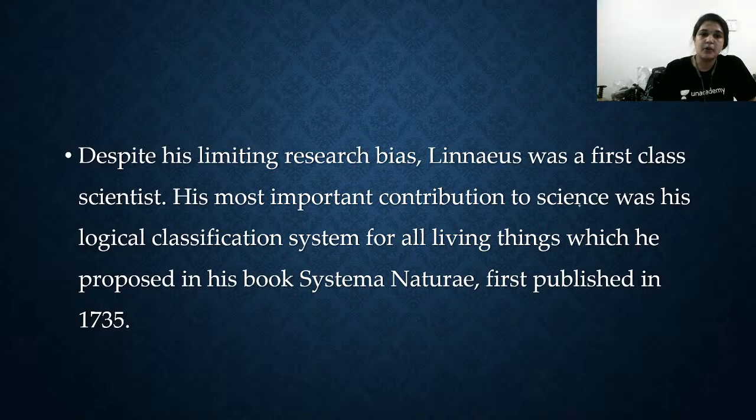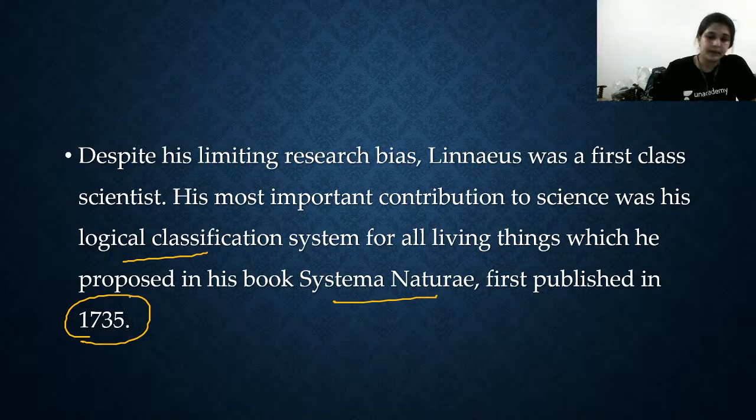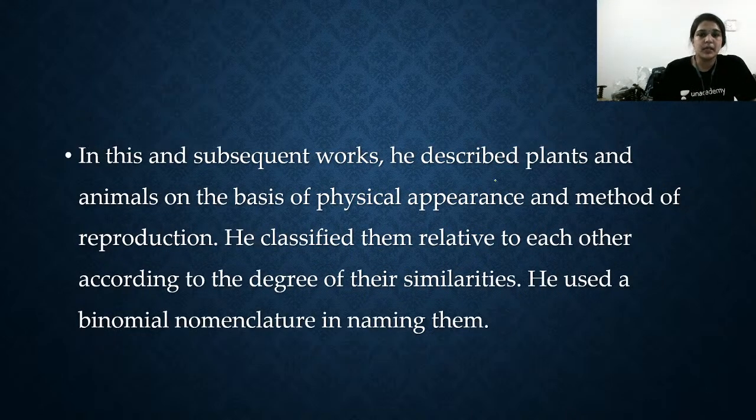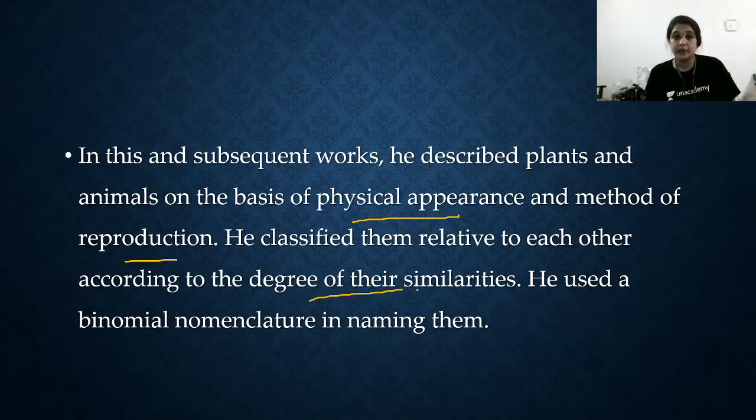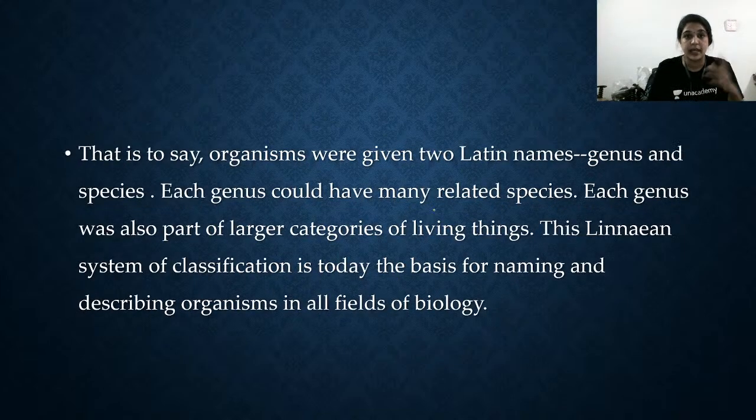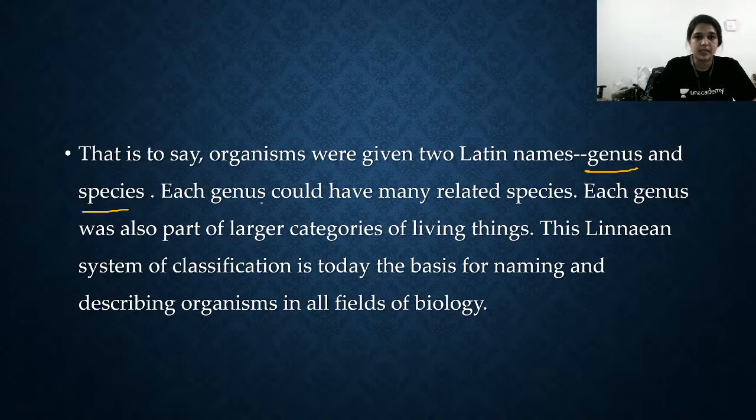So Linnaeus's most important contribution to science was logical classification, in his book Systema Naturae, first published in 1735. Clear? Next. In this and subsequent works, he described plants and animals on the basis of physical appearance and method of reproduction, and how they are related to each other, their degree of similarities and differences. In the same way, he used binomial nomenclature. We know very well binomial nomenclature: Latin names, genus and species. Genus starts with a capital letter. Species starts with a small letter.